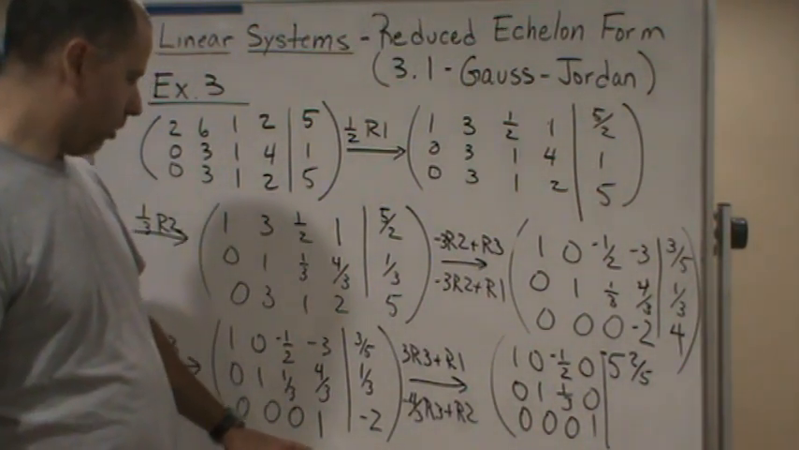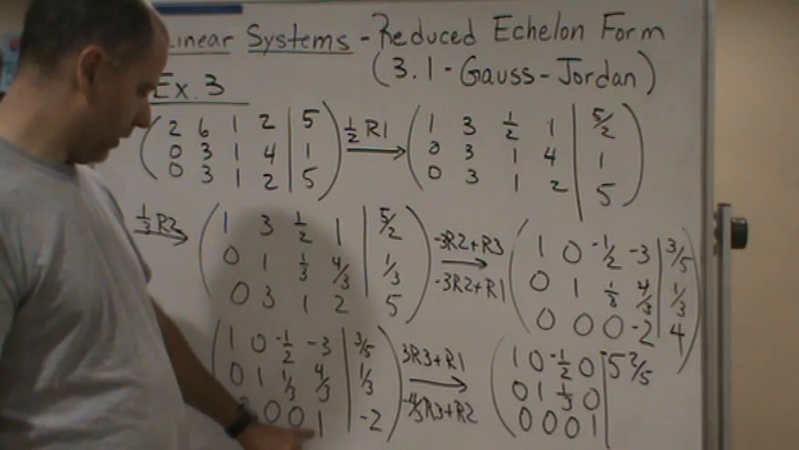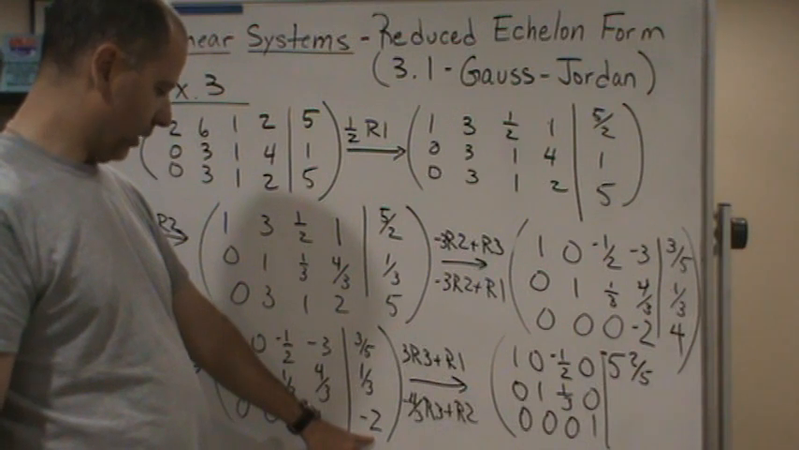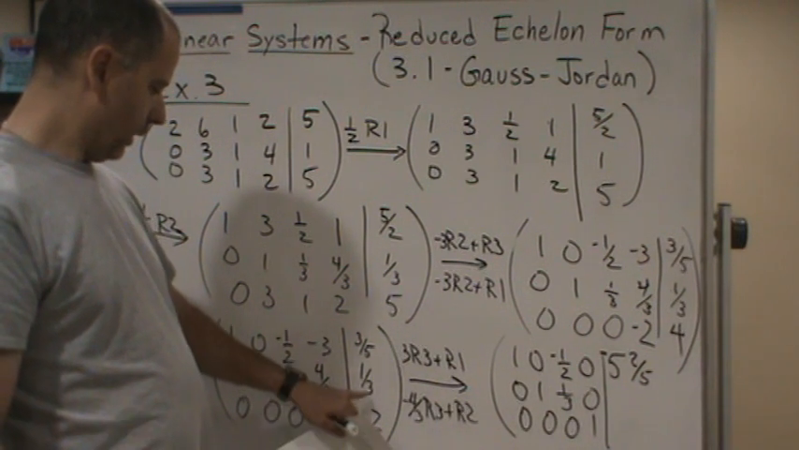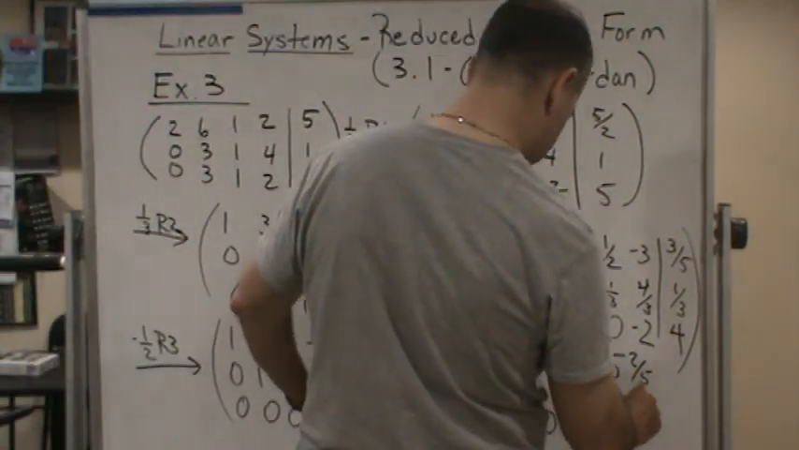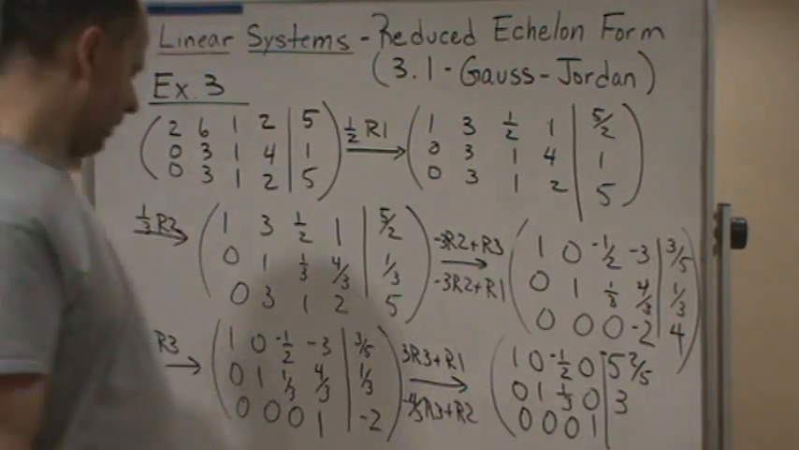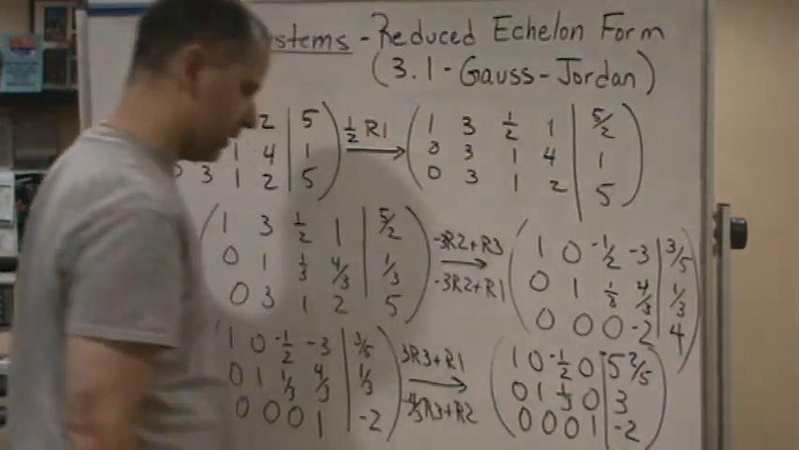And then for this one, I'm going to take negative 4 thirds times this, which is going to be what? 8 thirds. 8 thirds plus a third is 9 thirds, which is 3. And of course, that's going to be negative 2.